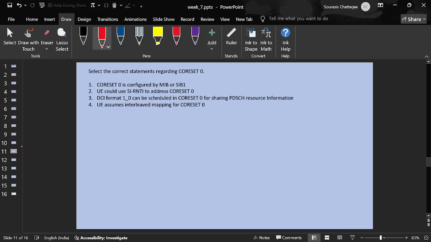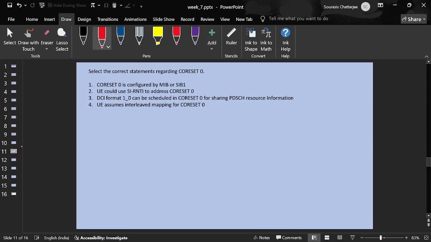One is fine. Second is fine, SI-RNTI is common to all users. Third is okay. And fourth, about the user assuming interleaved mapping for coreset 0, so the fourth one is not correct. Because the concept is interleaved mapping, but it is not UE specific. All the UEs need to read coreset 0, right? It is UE specific for one UE, right? All are correct.